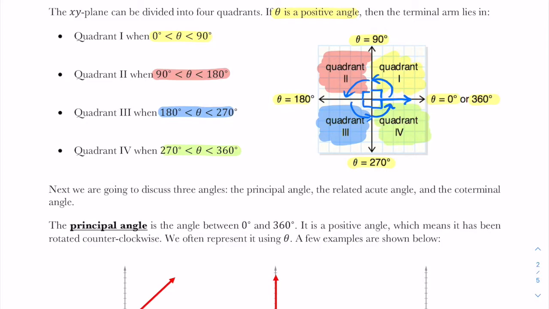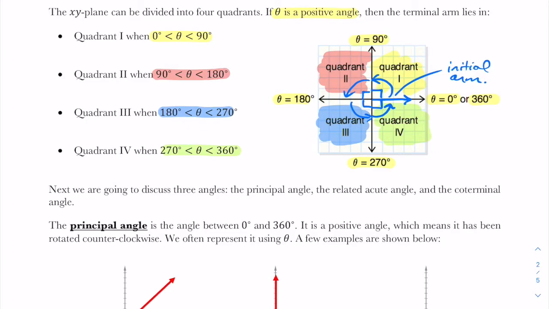So I hope that made sense. What we're doing is taking this arrow called the initial arm. I'll label it now. And we rotate that through some counterclockwise angle, and that produces our terminal arm.